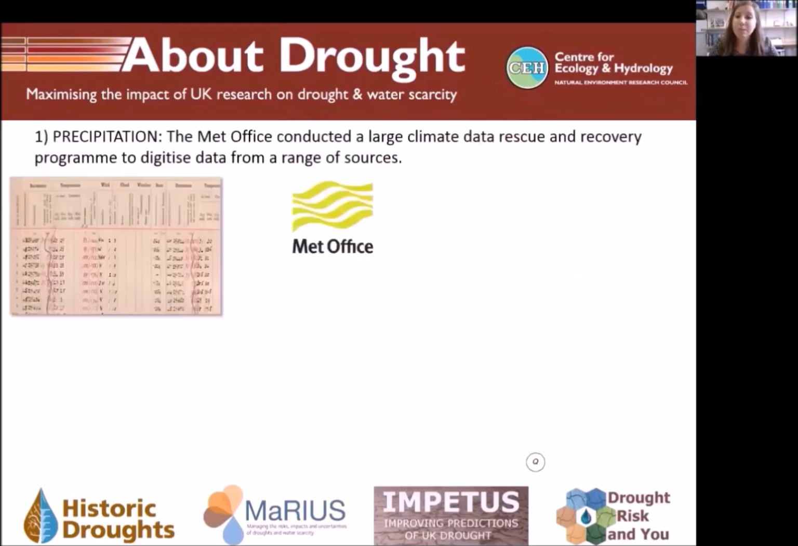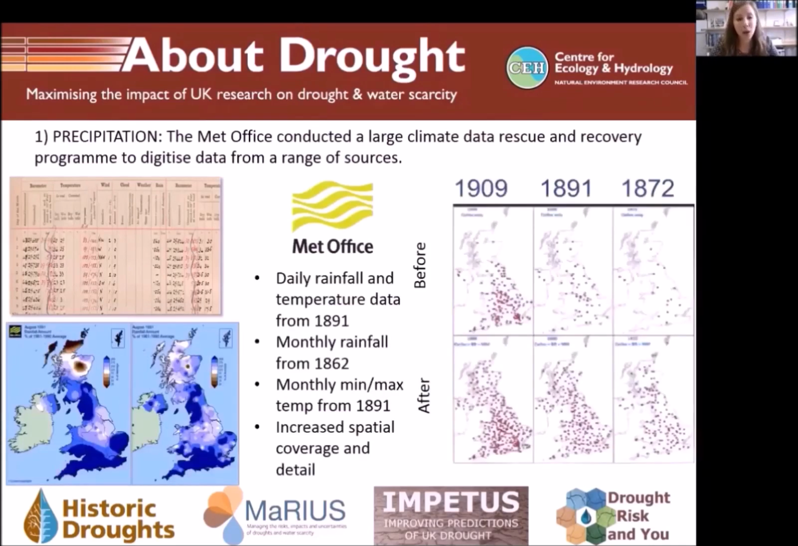But firstly, the precipitation. We've been working in collaboration with the Met Office, and they've conducted a very large climate data rescue and recovery programme, which digitises the data from various sources, including maps and charts and graphs, and lots of handwritten archive records. And as part of this project, they've managed to create daily rainfall and temperature data all the way back to 1891.